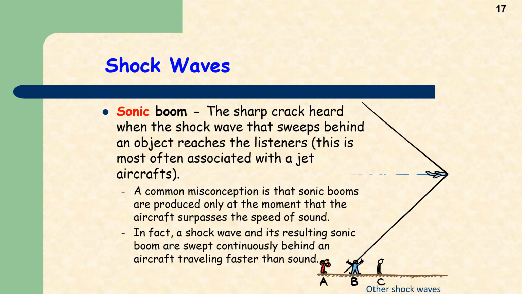So a common misconception is that sonic booms are produced only at the moment that the aircraft surpasses the speed of sound. That's not true. It constantly goes behind the plane. So for instance, when this shock wave reaches A, he's going to hear it. He's already heard it. Now it's reaching B, and this guy over here at C will get it. It just hasn't reached him yet. So that's constantly being swept behind the plane.